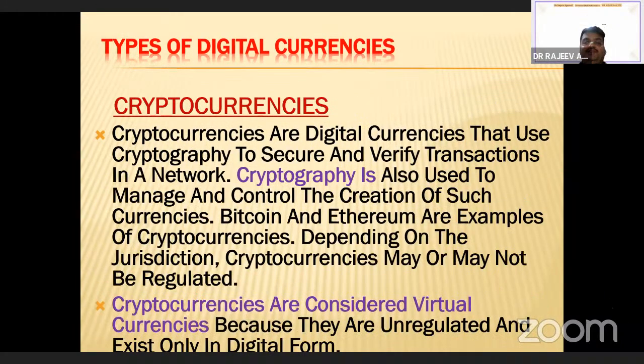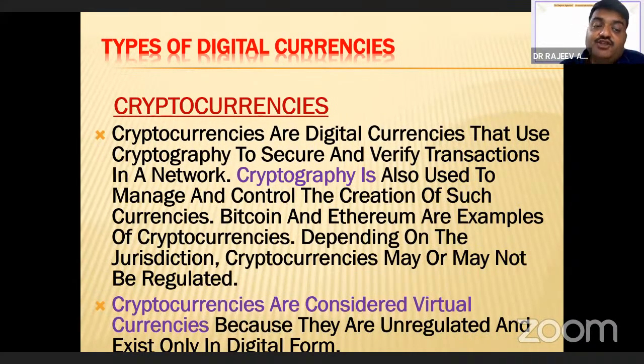Now, types of digital currencies. Again, we are going to cryptocurrencies. They are digital currencies that use cryptography. Cryptography is also used to manage and control the creation of such currencies. Bitcoin and Ethereum are examples of cryptocurrencies. Depending upon the jurisdiction, cryptocurrencies may or may not be regulated. In some countries, cryptocurrencies are also regulated. Unfortunately, in India, it is not yet regulated.